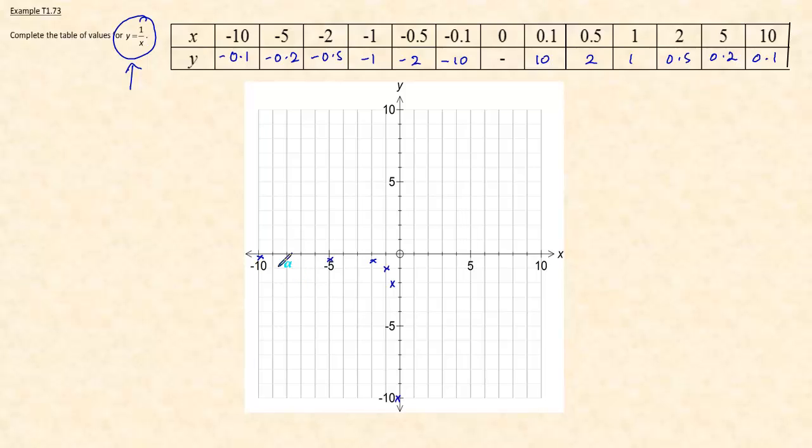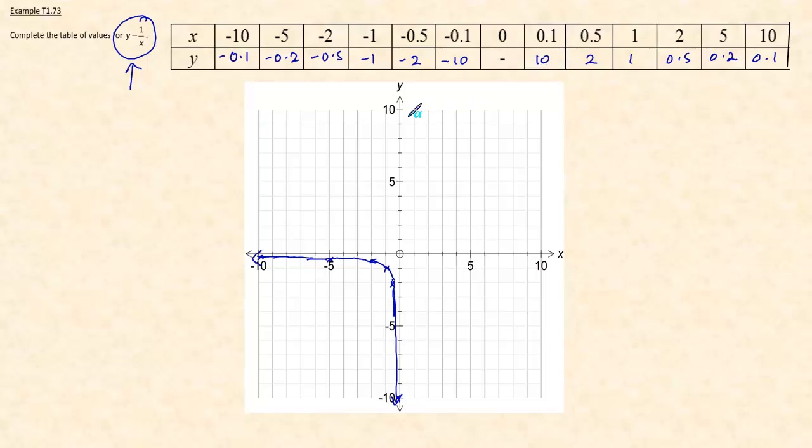So if we look at that, that's going to give us a shape something like this. And there'll be a continuing trend here and here.